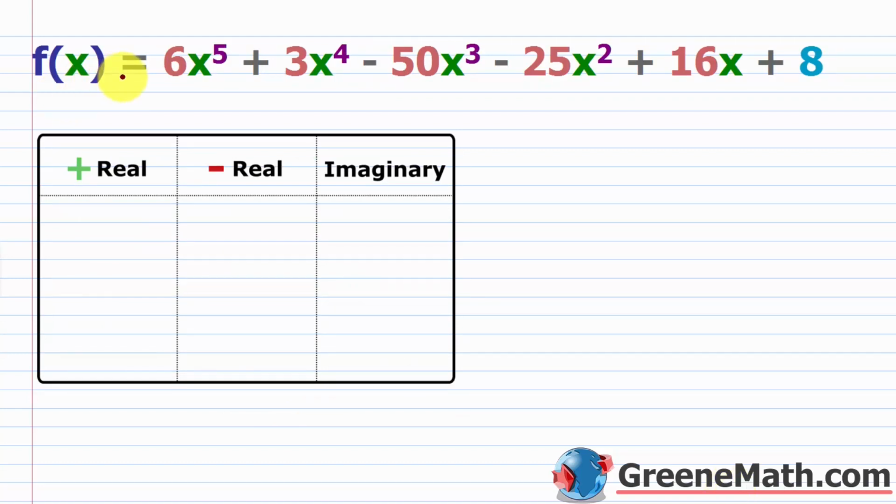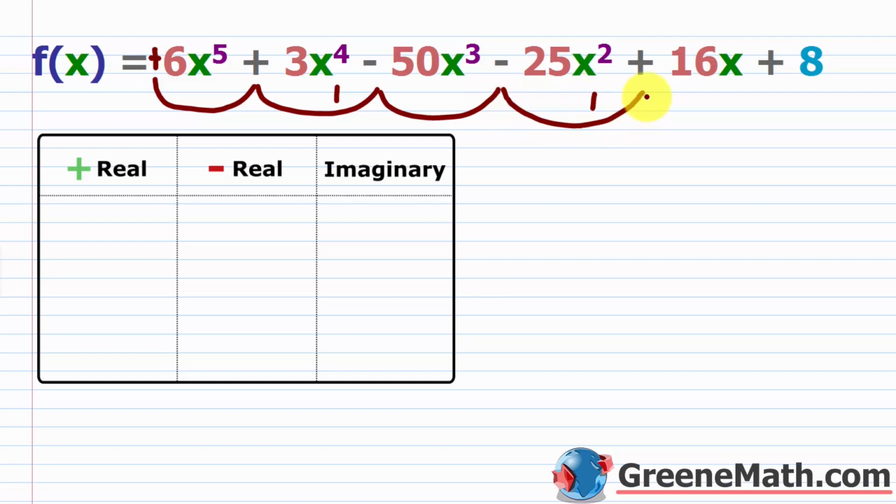So we have f of x equals 6x to the 5th power plus 3x to the 4th power minus 50x cubed minus 25x squared plus 16x plus 8. Again, I've got my non-zero constant term. All my coefficients are real numbers, so I'm good to go. So how many sign changes do I have? So no sign change, then I've got 1. No sign change, I've got another 1, and no sign change. So this is going to be 2. So let's put 2 here. And then we know it's also possible to have 0.